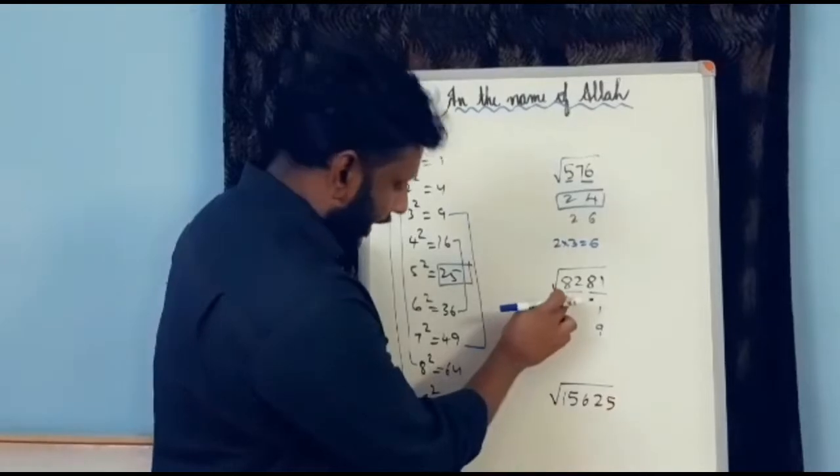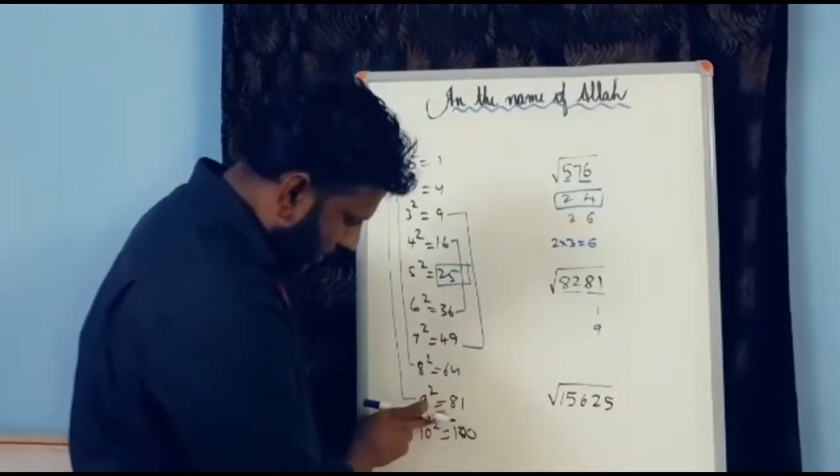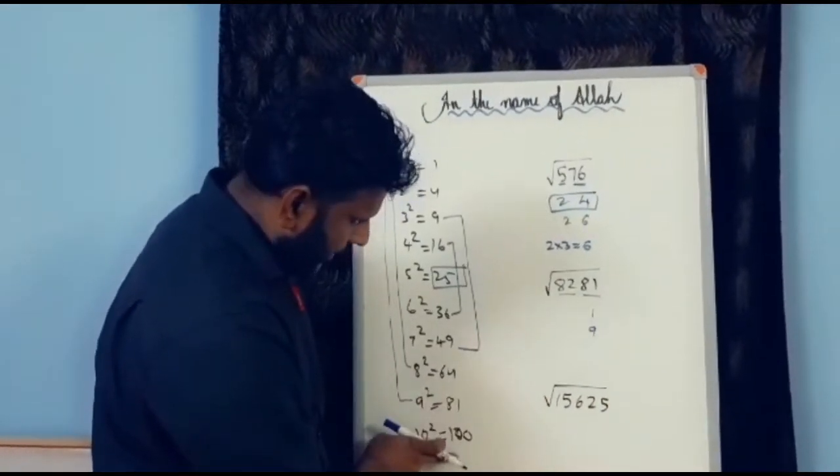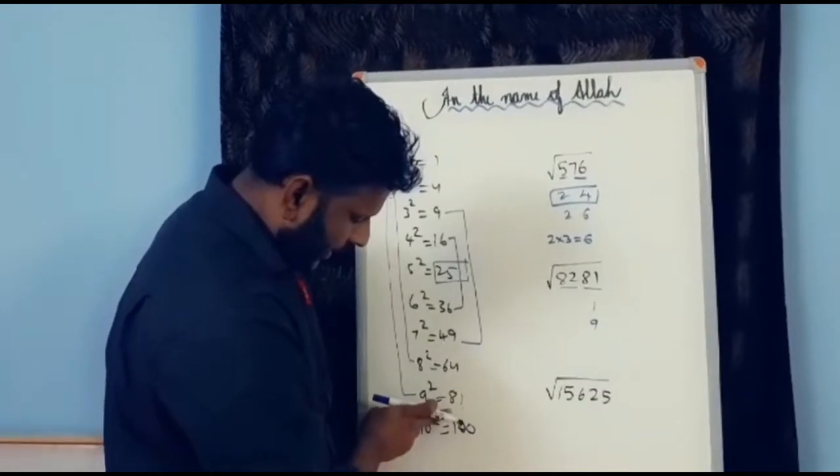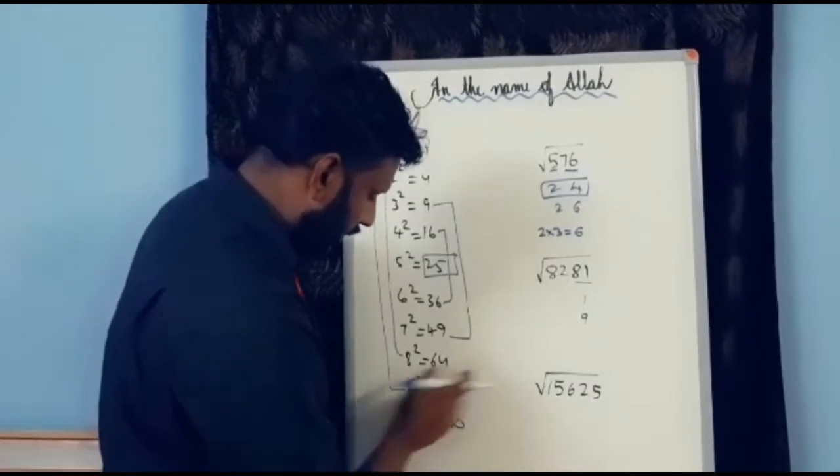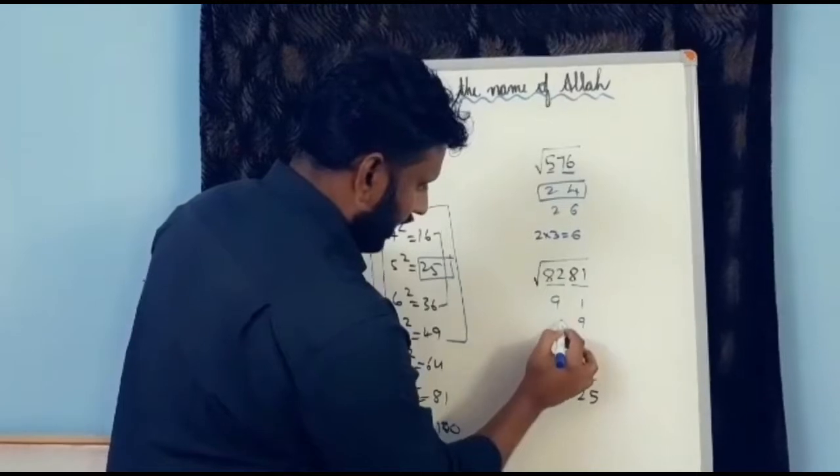Now look here, 82. 82 lies in between 81 and 100. So the least number is 9. So surely here 9 will be there.